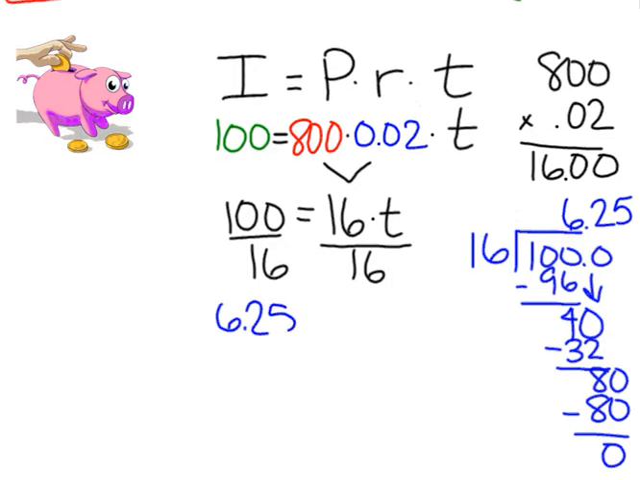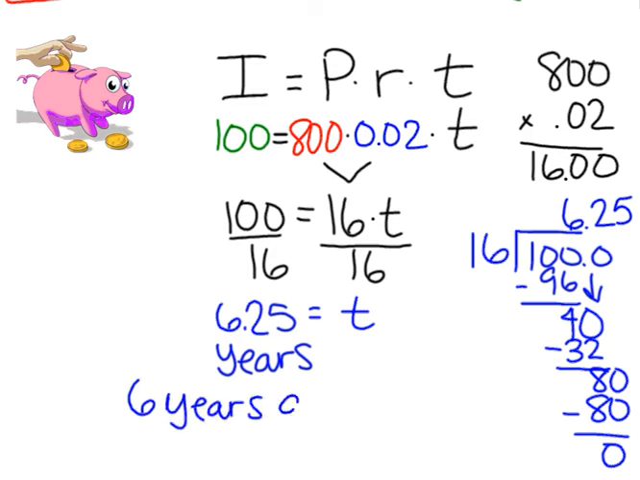And since time is always represented in years, I will put years on it. So basically 25 hundredths of a year, that would be 1/4 of a year, or 3 months. So just so it makes a little bit more sense, this would be equal to 6 years and 3 months. It's perfectly fine to leave your amount of time as a decimal, but just so you understand what that number means.